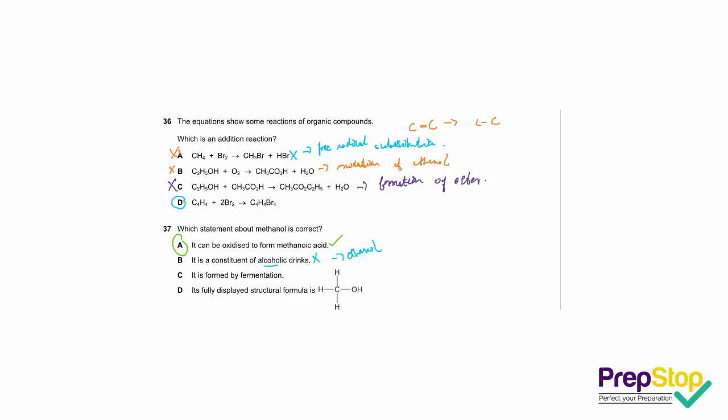Option C states it is formed by fermentation. This is also incorrect because the product of fermentation is again ethanol. Option D states its fully displayed structural formula is CH3OH. This is incorrect because the fully displayed structural formula of methanol is the following, and we need to show the bond between the O and H atom. So the correct answer is option A.